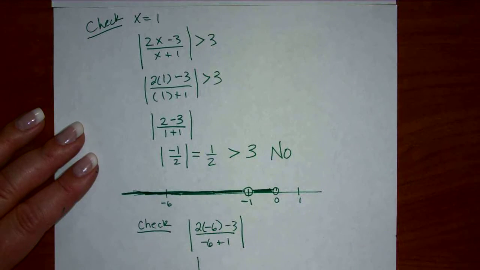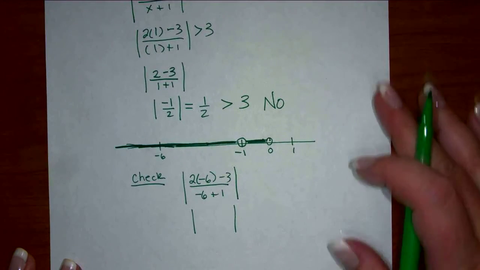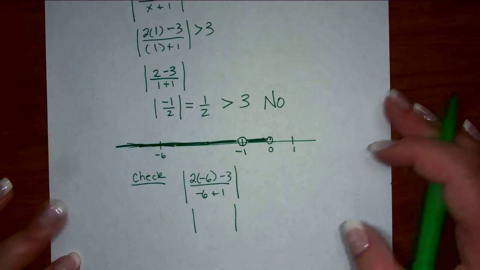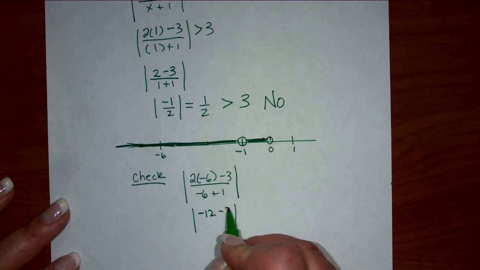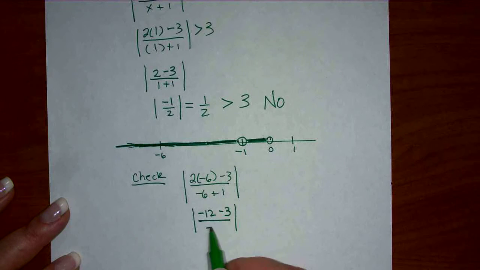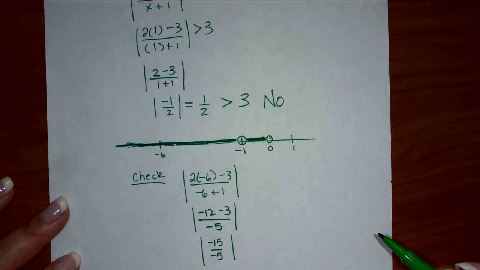What do we get? Negative 6 times 2, minus 12. Minus 15 over 5. 3, it's 2 negatives. Positive.